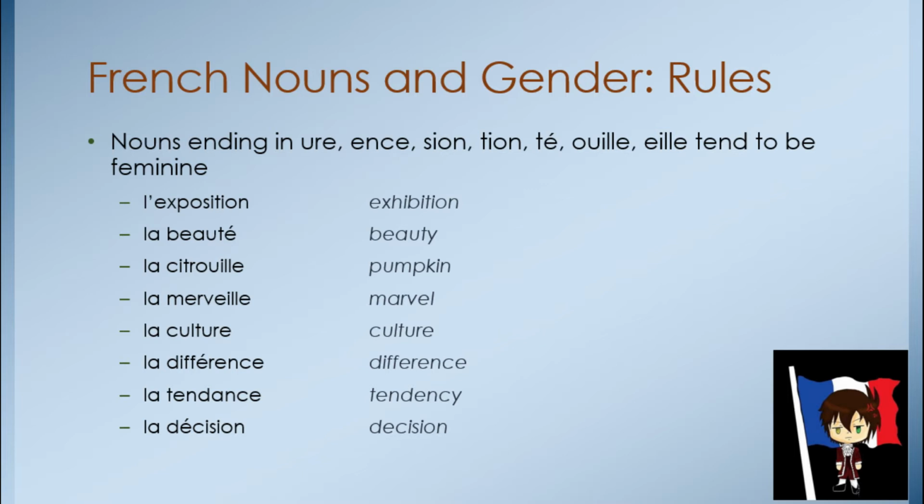The third rule, we have nouns ending in ur, ons, chon, tion, te, vi, and e tend to be feminine. First example, we have l'exposition. The translation is nandun naman sa kanan. Second, we have la beauté, la citrouille, la merveille, la culture, la différence, la tendance, la décision.